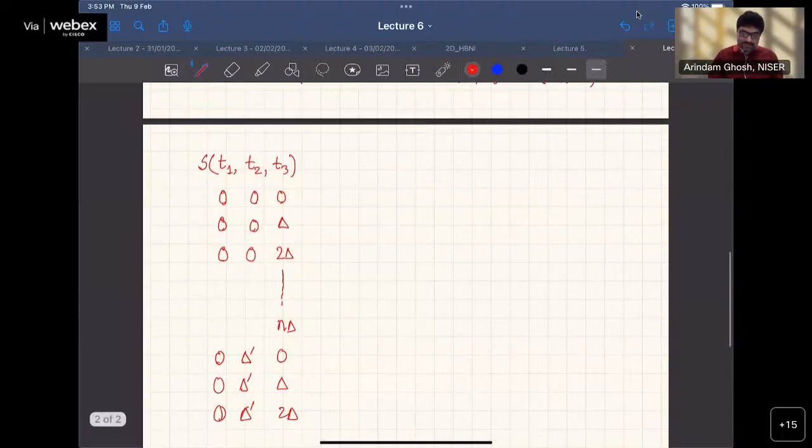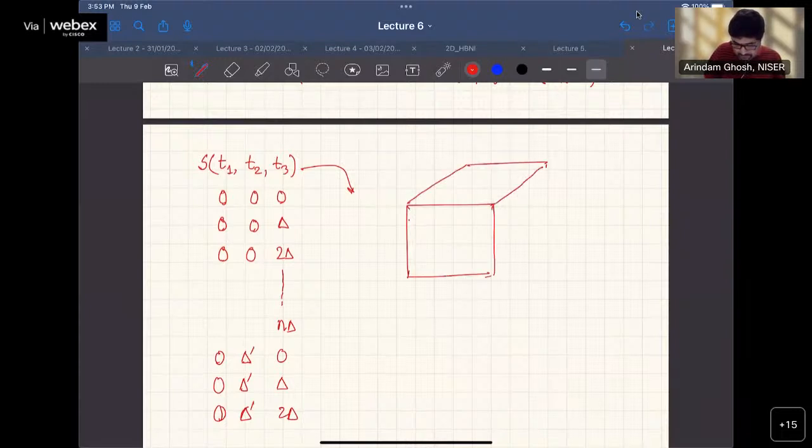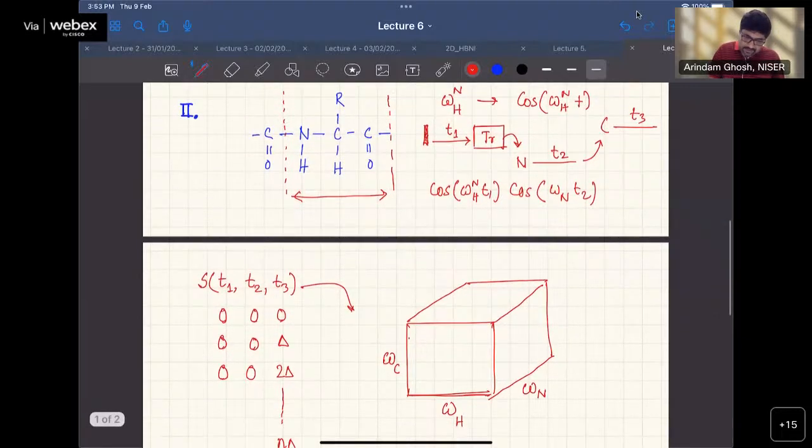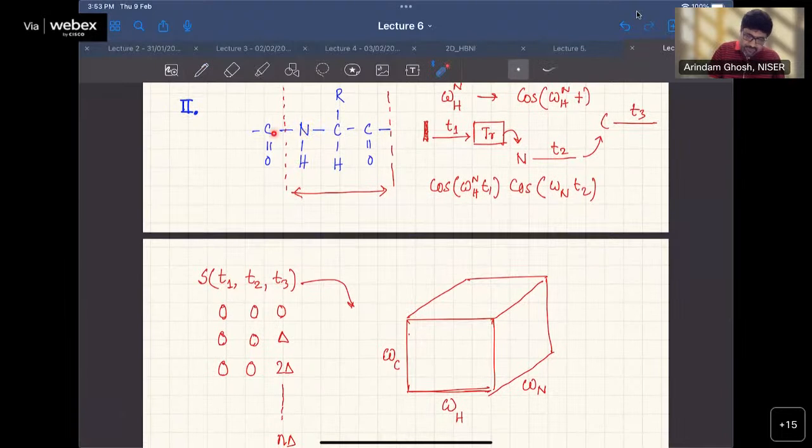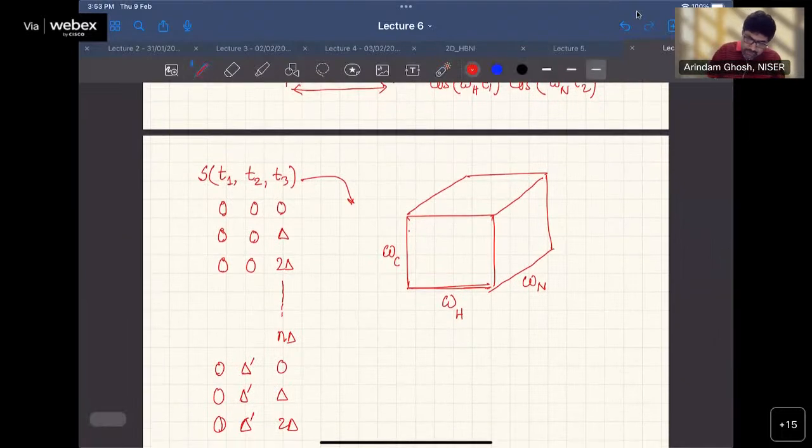And once you do this, this will give you a spectrum which will have a box like this, where this frequency is your omega H frequency, this frequency is your omega N frequency, and this frequency is your C frequency. I was talking about this H, this N, and this C, for example. There are many others. You can have this H, this N, and this C, or you can go further up to C alpha, C beta. So there are many experiments. But this one.